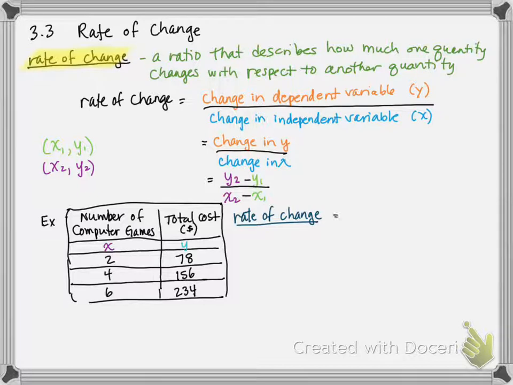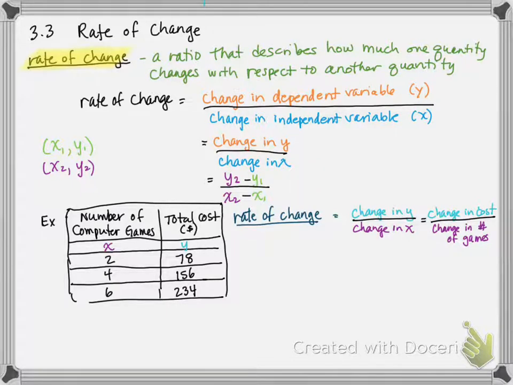We just remember that it's going to be the change in y over the change in x. And if we substitute the words in, it's going to be the change in cost over the change in the number of games.